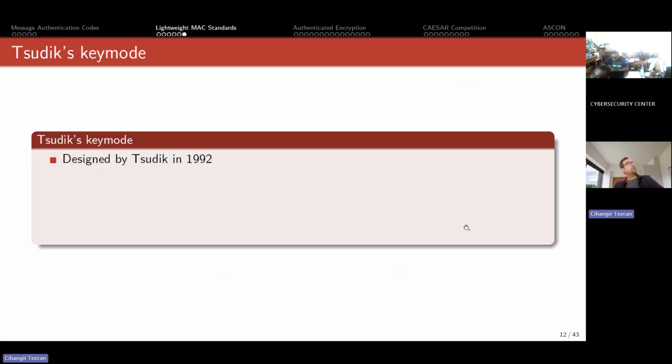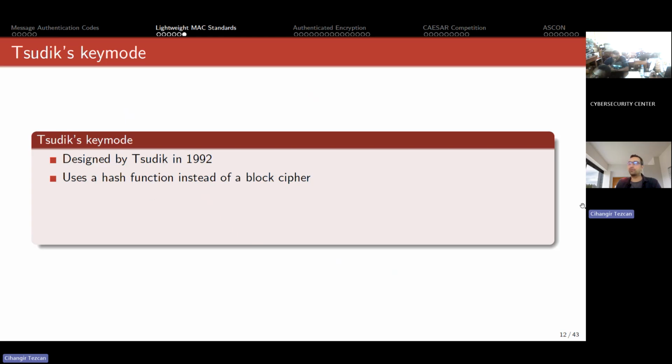Another one is Tsudik's Keymode. This is very simple, which is why it was designed in 1992. It is very hard to find the original paper on the IEEE webpage. It's not the original paper but looks like a scanned document. I found it, looked at it, and tried to discover what it says.